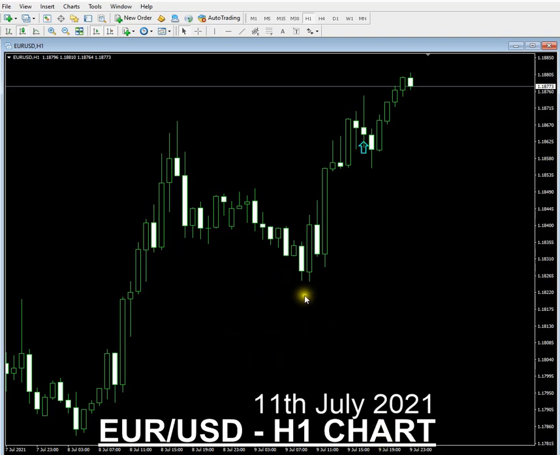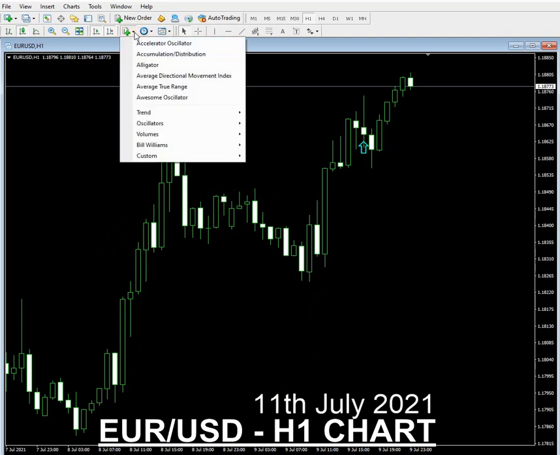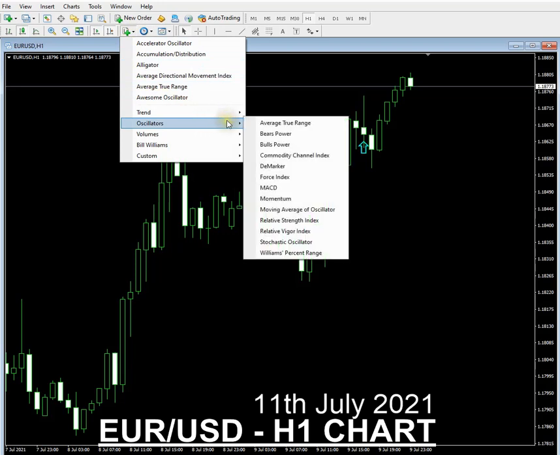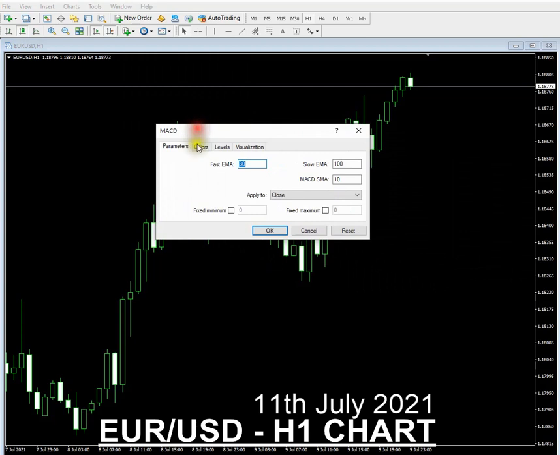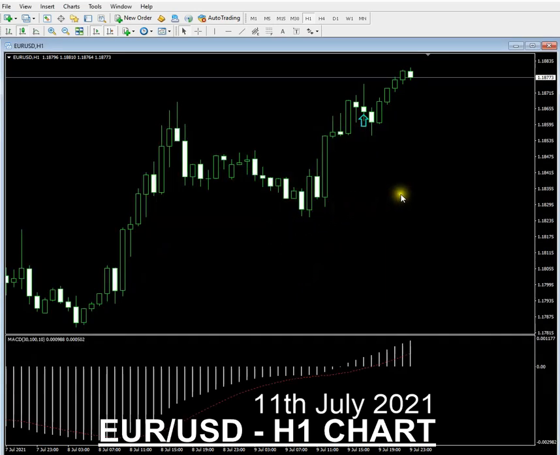according to one of my videos, my analysis is made based on the MACD. So we will very quickly add the MACD to the screen. The MACD is 30, 110 and set to close. So we'll add that to the screen now.